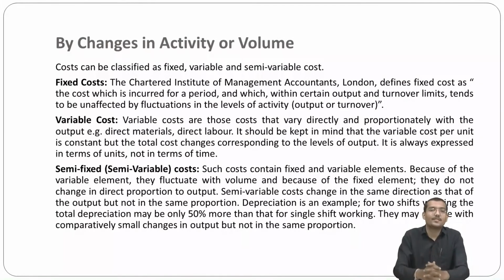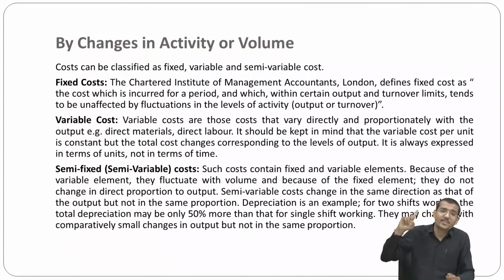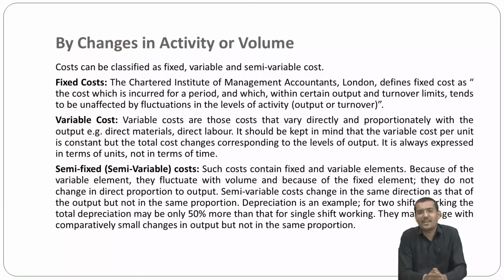Moving to the next, that is by changes in activity or volume. In this, we classify costs in three ways. The first is fixed cost, second is variable cost, and third is semi-variable.